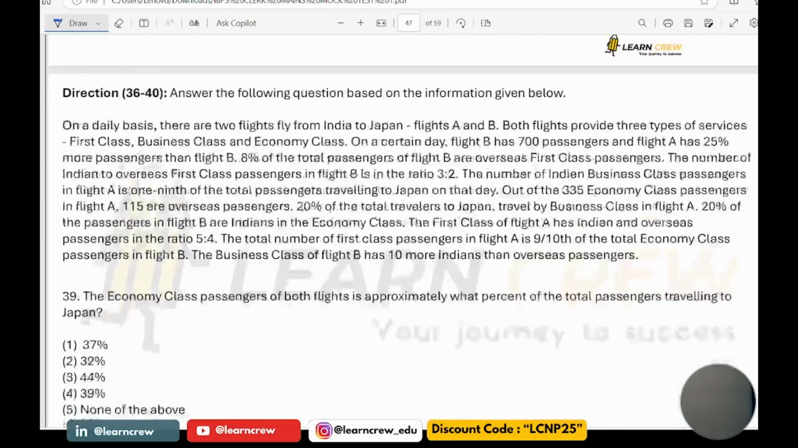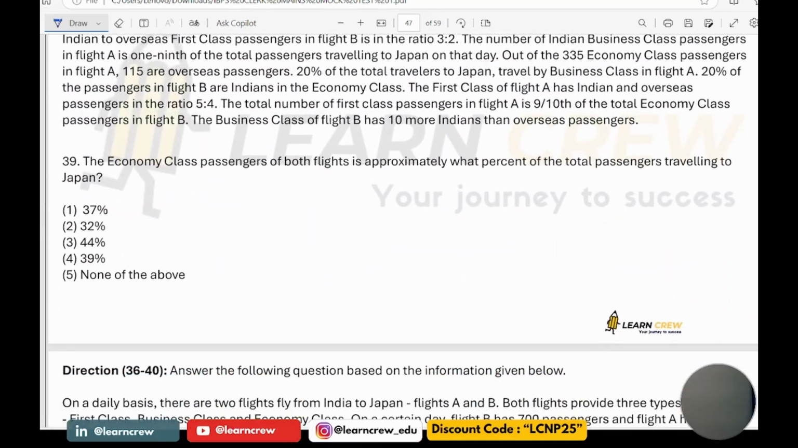Now question number 39. The economy class passengers of both flights is approximately what percent of the total passengers traveling to Japan? The total passengers traveling to Japan is 1575. The number of economy class passengers in both flights is 585. 585 is what percent of this? It is 37 percent. So option 1.